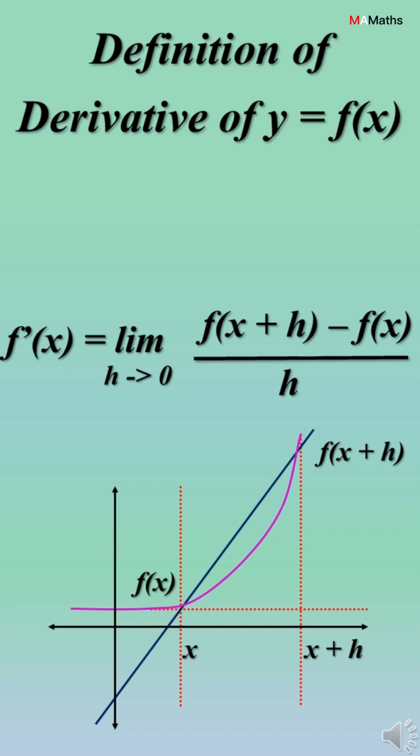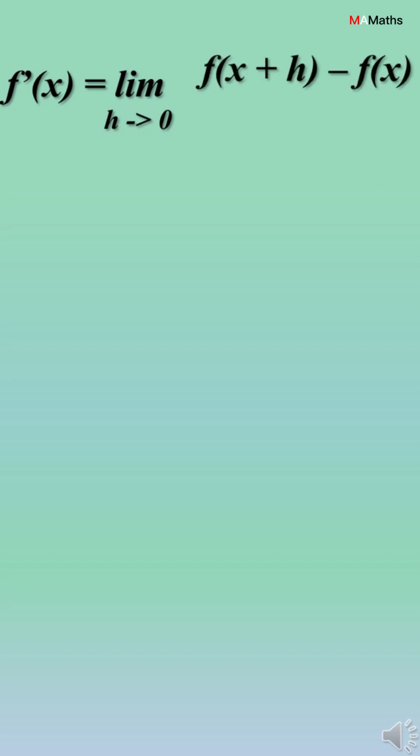If h reduces to 0, that second point where the blue line cuts the purple curve slowly runs back to the point x, and at that point the blue second line approaches the tangent to the purple curve at the point x. Hence the definition. The limit as h tends to 0 of f of x plus h minus f of x divided by h. f dash of x is equal to the limit as h approaches 0 of f of x plus h minus f of x over h.